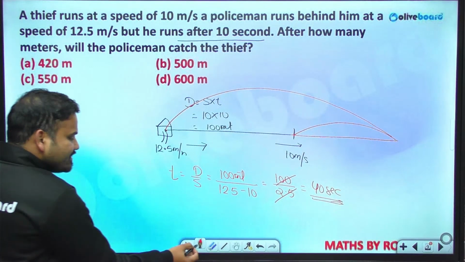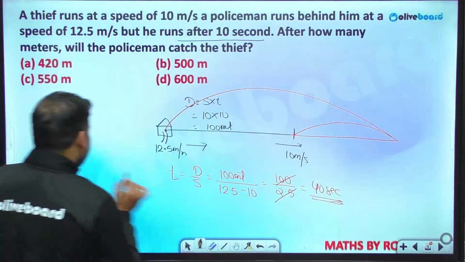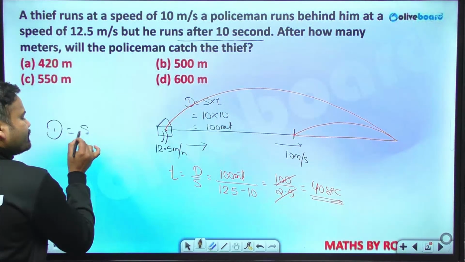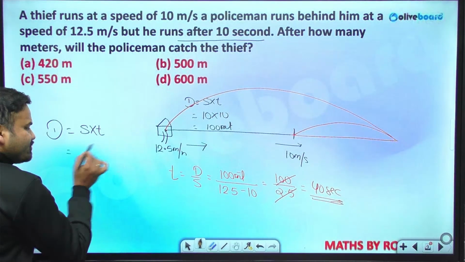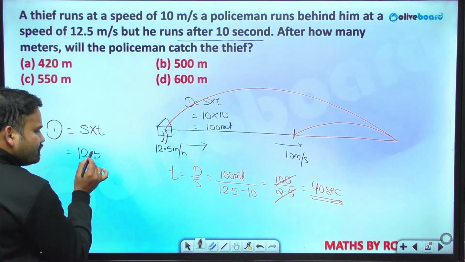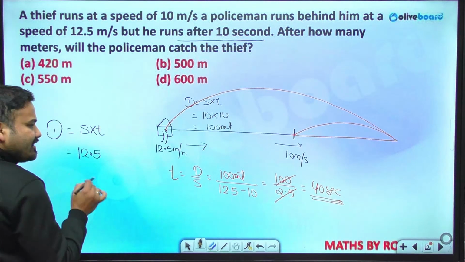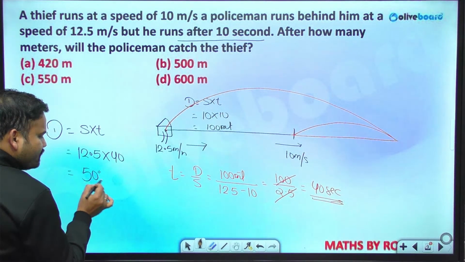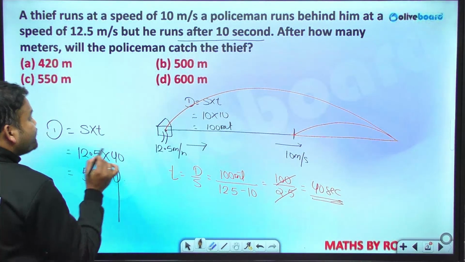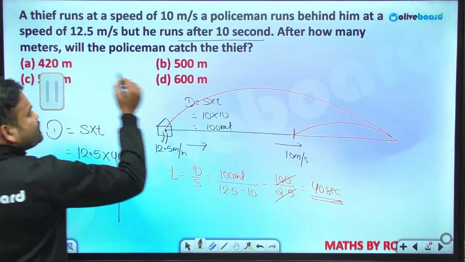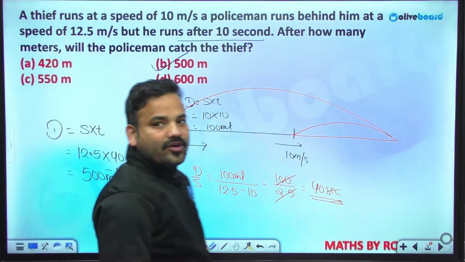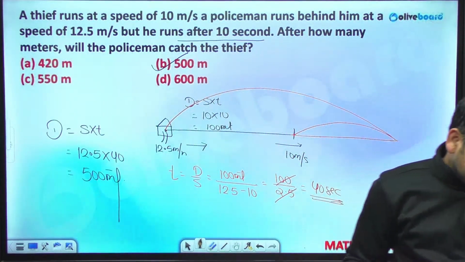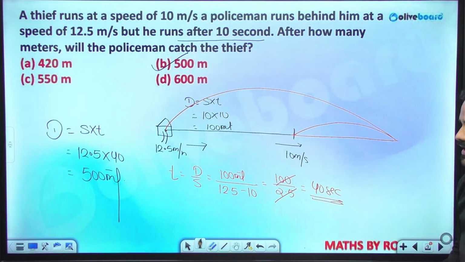So at what distance will the thief be caught? Distance equals speed into time. The speed of the policeman is 12.5, and he is catching the thief just after 40 seconds. So 12.5 into 40, that is 500. So at a distance of 500 meter, the policeman will catch the thief. Clear? At a distance of 500 meter, the policeman will catch the thief.